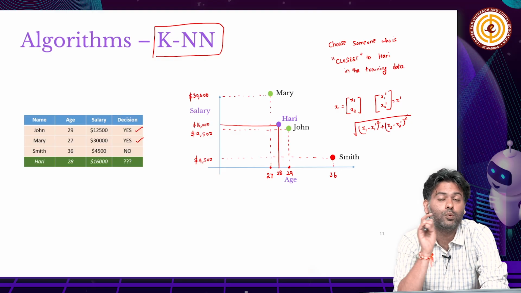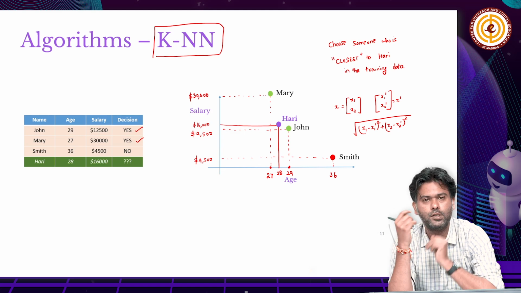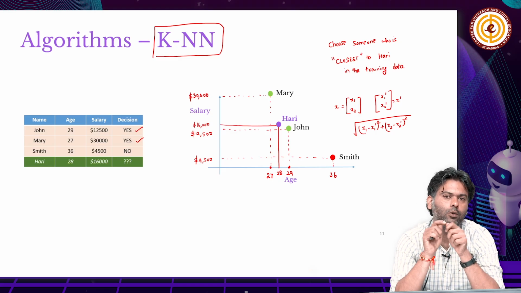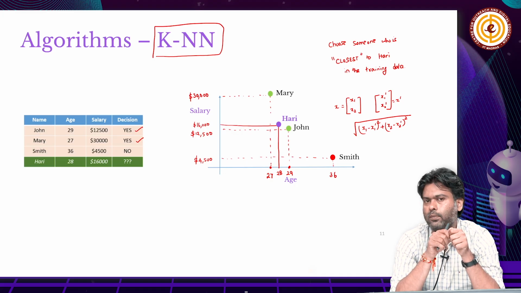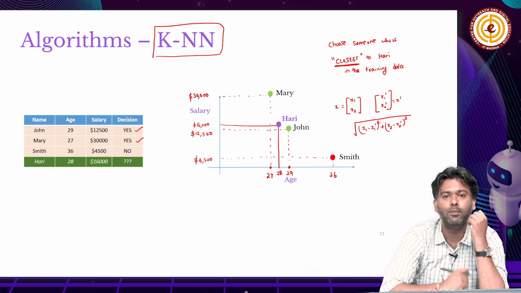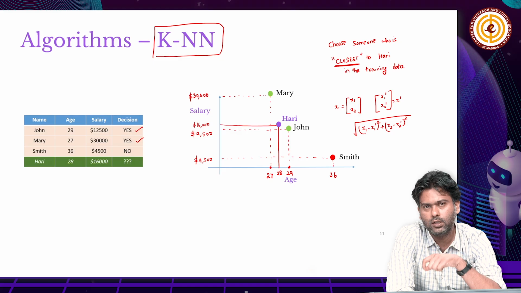This is what is called the Euclidean distance between 2 points, and I'm sure all of us know this based on basic geometry, right? So what I'm saying is that given 2 points, there is a way to measure the distance between these 2 points. Which means that the notion of closest then becomes meaningful, right? So now, given this new person Hari, who corresponds to a new point in this 2-dimensional space, there is a way to measure the distance of Hari to everybody else, the distance of Hari to John, to Mary, to Smith.